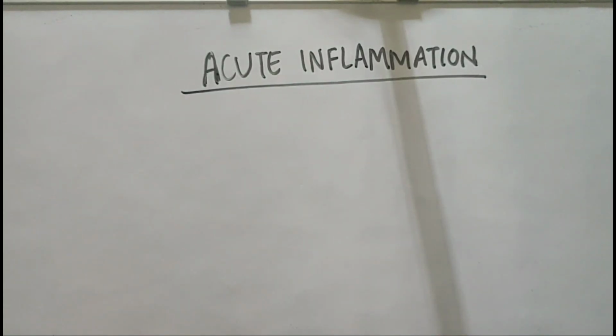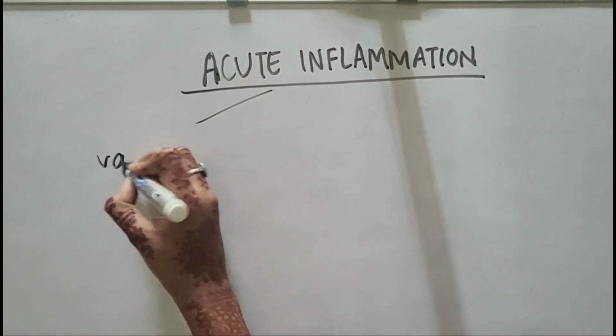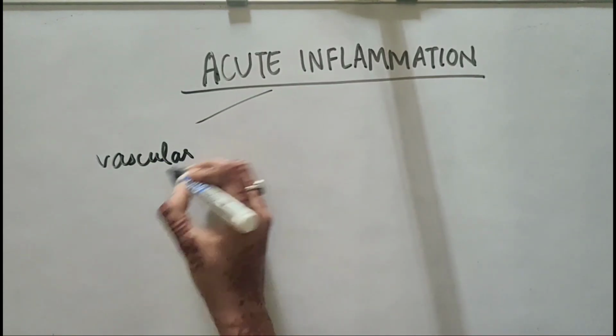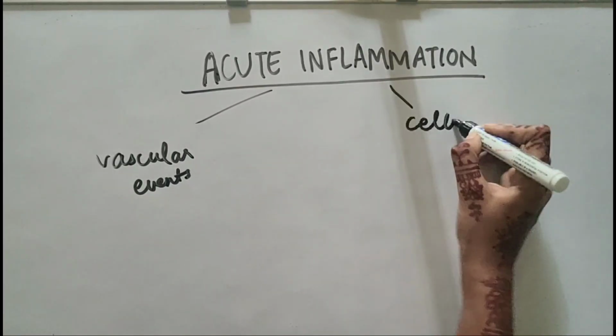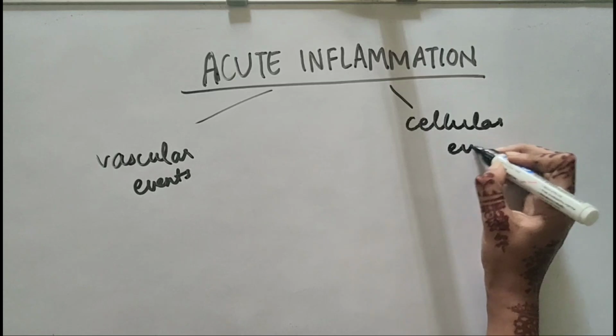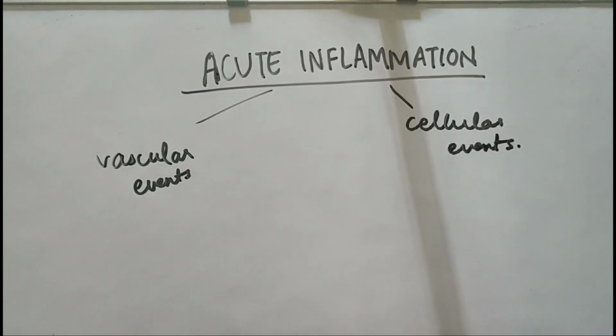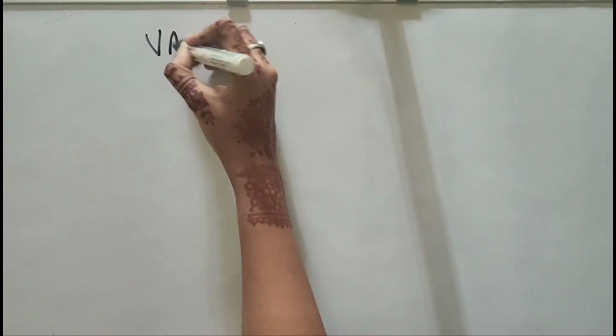In the previous video we learned the inflammation definition, causes, signs and types of inflammation. And in this video we are going to learn about the components of acute inflammation, that is the vascular events and cellular events. So let's start with the video today. So very first we have the vascular events.